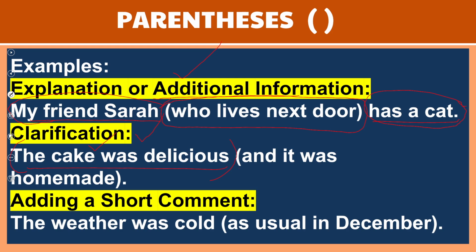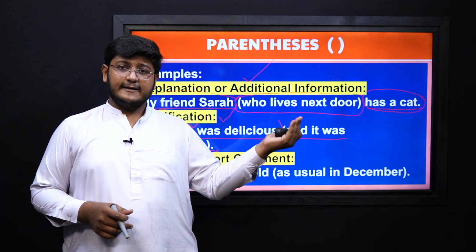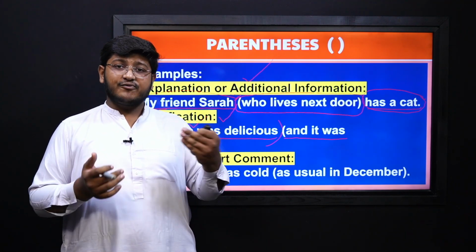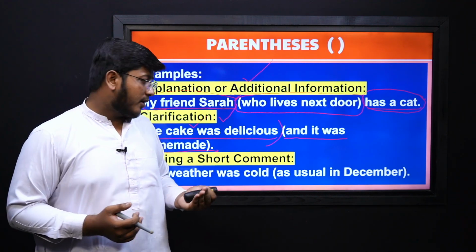So he used these notations, he used the parentheses, and what he tells us through the use of parentheses is: and it was homemade. So he clarified that the cake was not brought from a bakery or outside the house, the cake is actually a homemade cake. He clarified the subject with the use of parentheses. So I hope you understand.